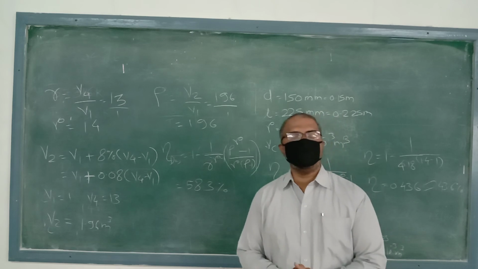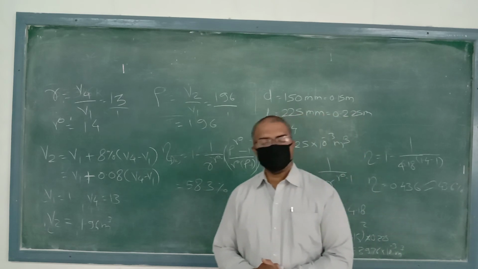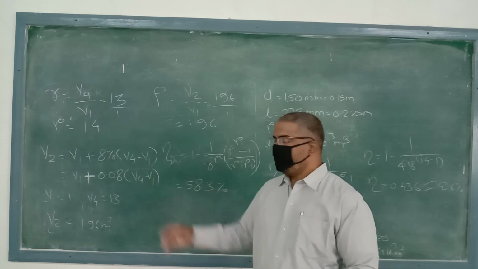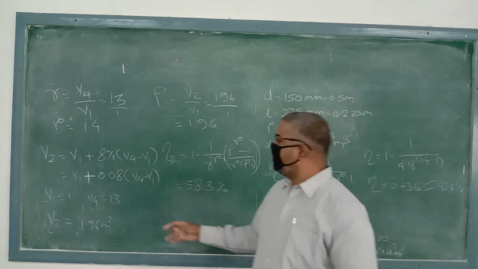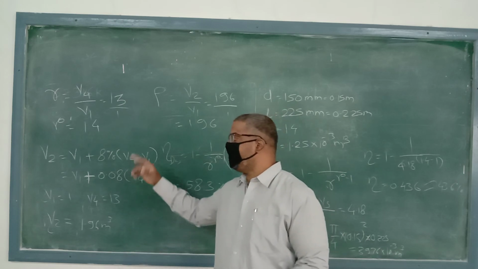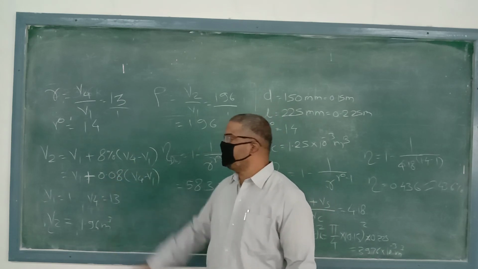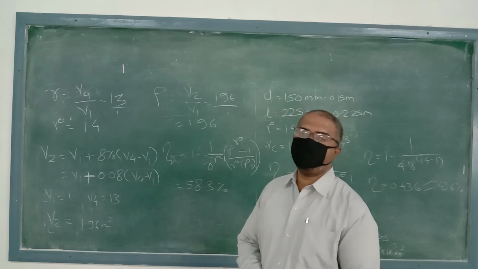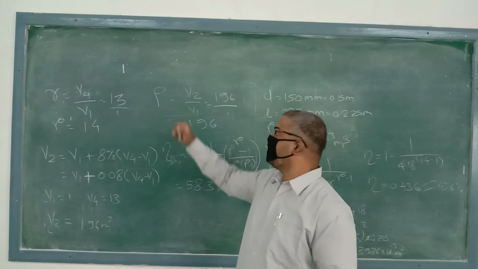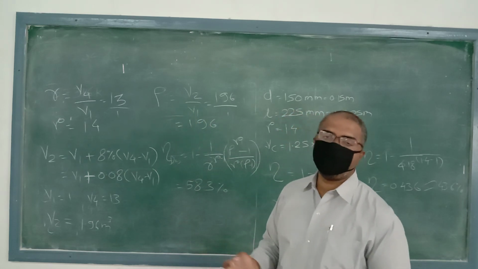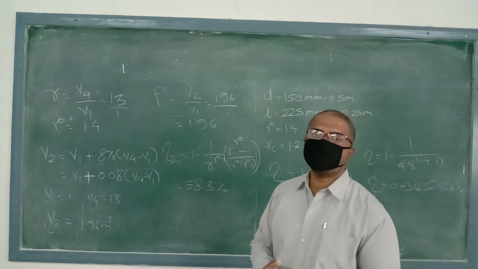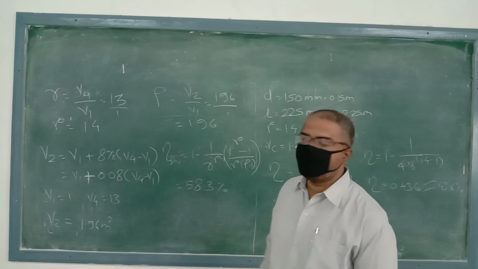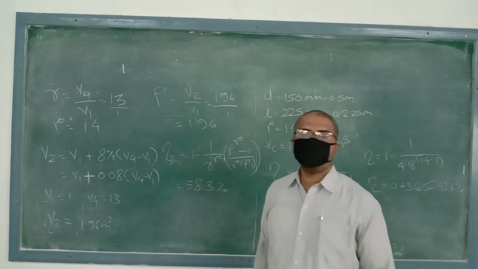So we can easily calculate the value of V2. V2 is equal to V1 plus 0.08 (V4 minus V1). Values of V4 and V1 they have mentioned. We have to substitute these values in this equation and we get the volume V2. Once you know the volumes V2 and V1, you can easily calculate the cutoff ratio. Now three parameters: cutoff ratio, compression ratio and adiabatic index we know. So after substitution in the diesel engine formula, we got the efficiency of the diesel cycle as 58.3%.